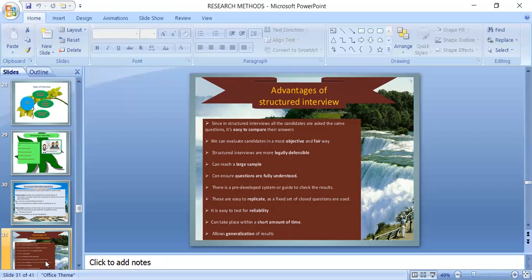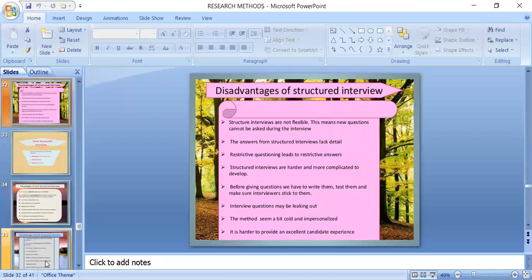It is easy to test the reliability. Obviously, the questions you have already planned and generated, you give them percentages or points according to your setup. So reliability is easy to gain. It can take place within a short amount of time, and it allows generalization of results. So these are the advantages of structured interview.